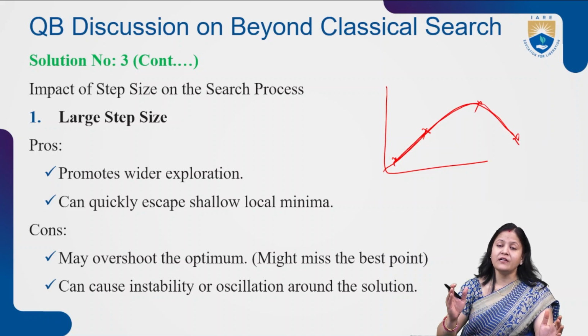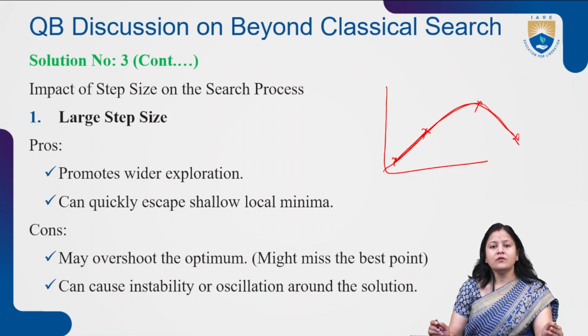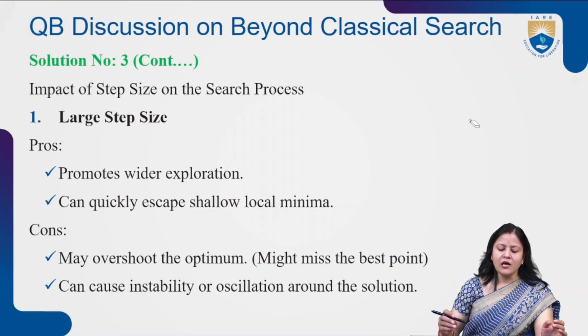If it takes a large step size, the problem is it may overshoot the optimum. It might miss the best point. So while exploring, it may overshoot the optimum. Maybe this point would be the optimal point as per our perception, but it may not be possible to reach it. It can also cause instability or oscillation around the solution. So these are the advantages and disadvantages if it takes a large step size.